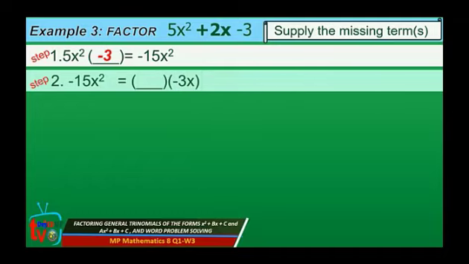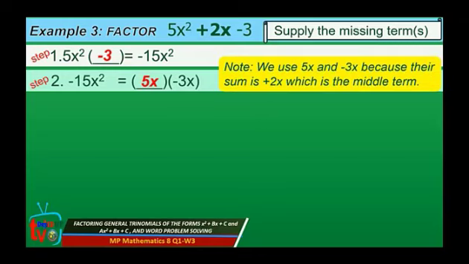Okay, step 2. Let's factor your answer a while ago, or negative 15x squared, that will give a sum of positive 2. So in here, the factors should be blank and negative 3x. The answer is 5x. Very good.